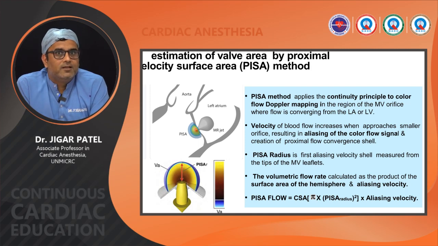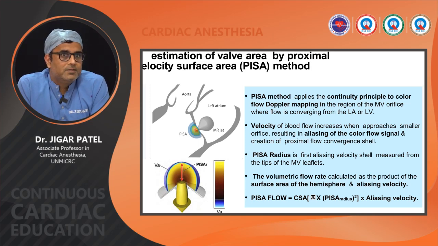So this PISA radius, or the change in color at the first aliasing velocity shell, is measured from the tip of the mitral valve leaflet. You measure this aliasing shell by measuring the distance from the tip of the mitral valve to the first aliasing color change. By measuring this radius, you can calculate the PISA cross sectional area by applying the equation pi r square. So you know the radius of the PISA, and you can measure the cross sectional area of the PISA hemisphere.